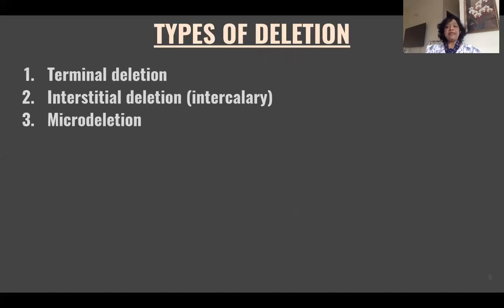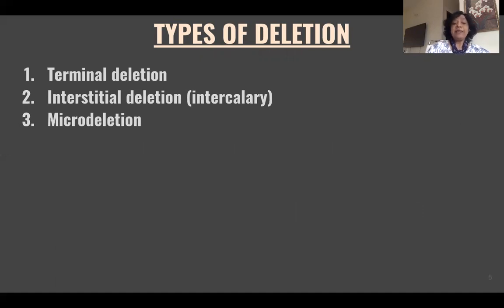The first type is terminal deletion, made up of 2 words, terminal and deletion. You know the definition of deletion. And what is terminal? Terminal is a position. So, terminal position.